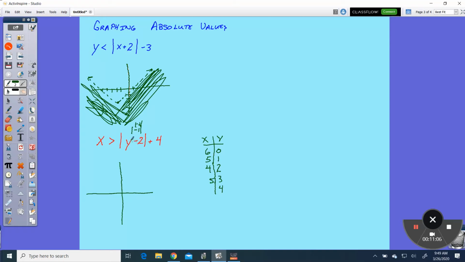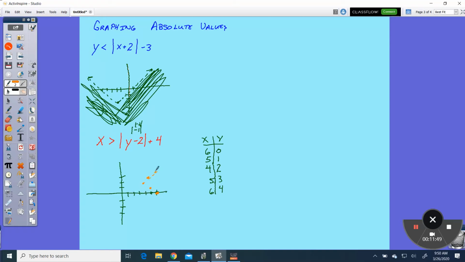I plug 4 in there. 4 minus 2 is 2. The absolute value of 2 is still 2, plus 4 makes 6. So now I have 1, 2, 3, 4, 5, 6. When x is 6, y is 0. When x is 5, y is 1 and 3. When x is 4, y is 2. When x is 6, y is 4.